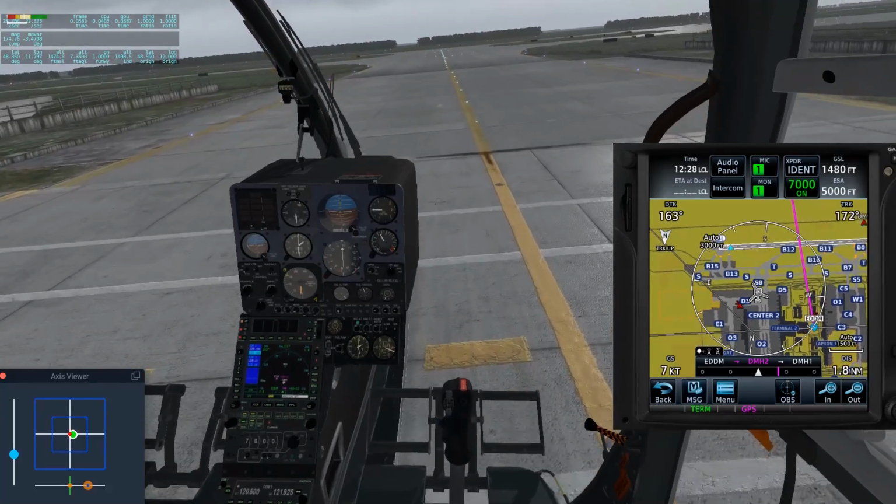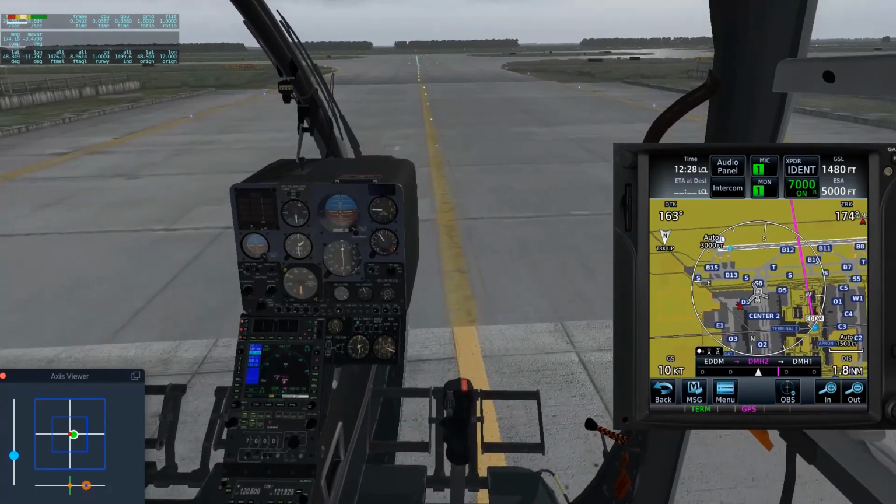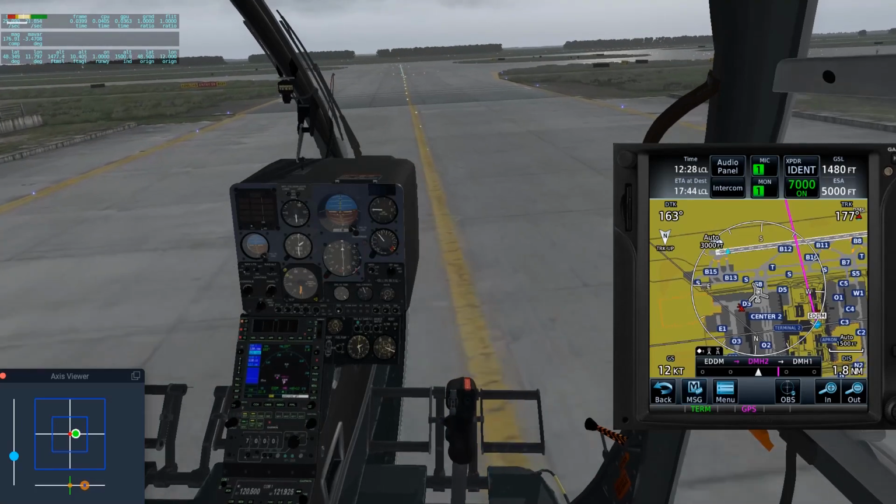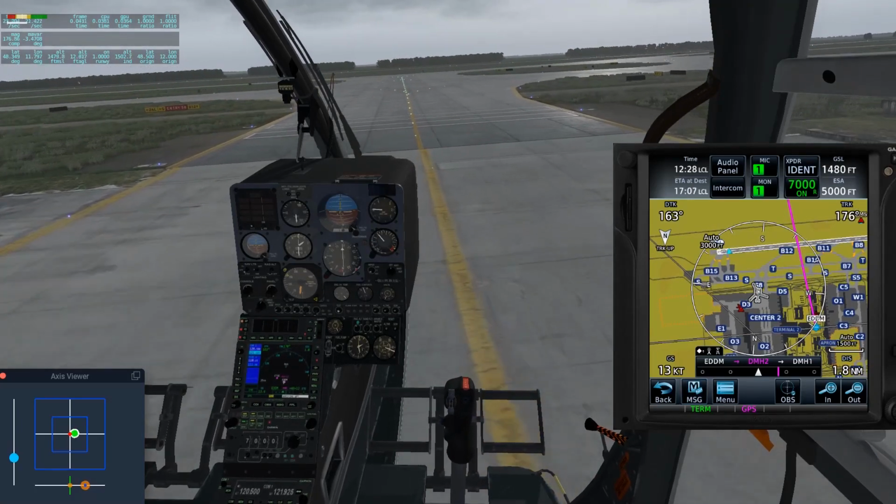Lufthansa 26 Charlie, wind 250 degrees, 17 knots, runway 26 left, clear to land. Clear to land, 26 left, Lufthansa 26 Charlie.